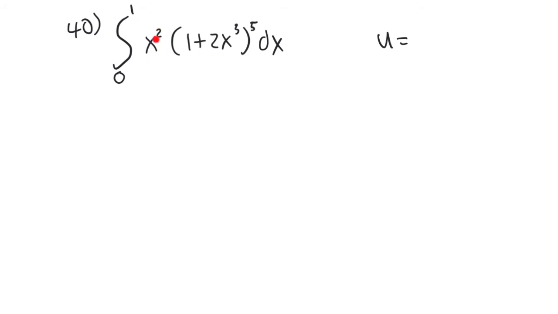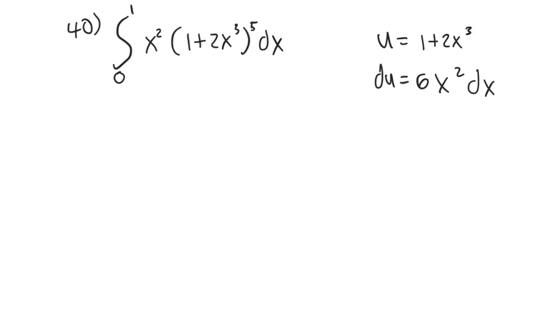Now, you could say maybe u could be x squared. That's something to think about. We could try that. But my view is that I feel like it would be cool if we could have a u to the 5th. So I'm just going to start there. So u equals 1 plus 2x cubed, and when you take the derivative, it's going to be 6x squared dx.